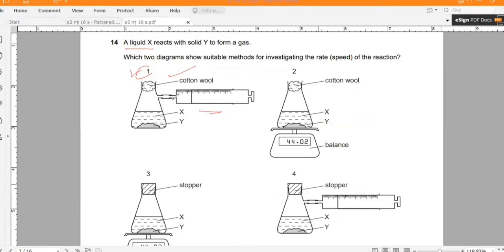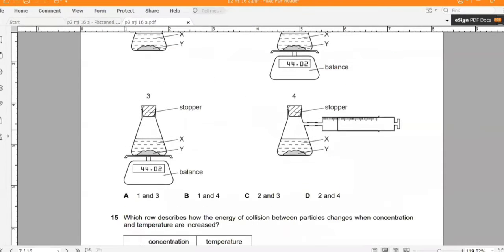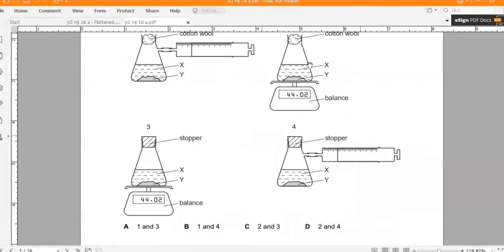So cotton wool can only prevent the splitting of acids, so it cannot stop the acidic gases getting out. So that is why it is not reliable to investigate or to measure the gas. Okay, so that is why I look at the options. So 1 is not completely correct, so options A and B are incorrect. Now it can be option C or D.